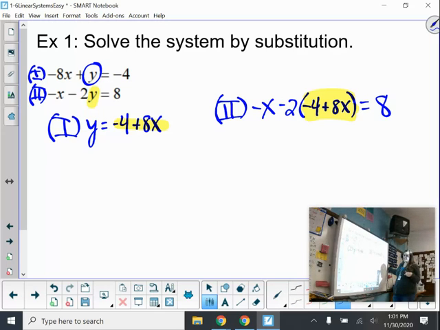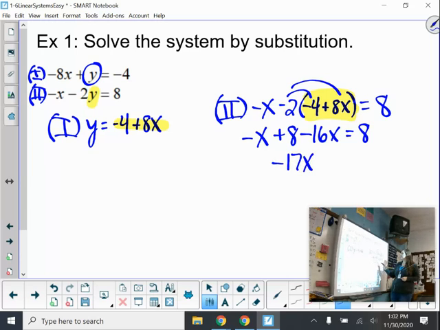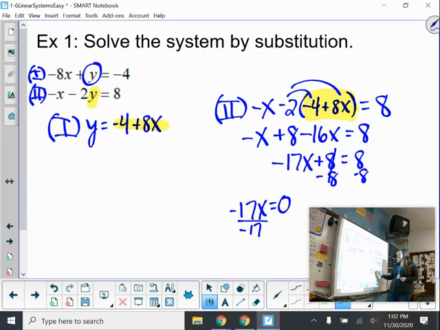Now I have one equation that just has x in it, so I'm going to go through and solve. So I have -x, I have to distribute this -2, so that's plus 8 minus 16x is equal to 8. Combine your two x terms, you get -17x, then I have the plus 8 equals 8. Well, when I subtract 8 from both sides here, I'm actually going to end up with 0. So I get -17x is equal to 0, which means when I divide, x is equal to 0.